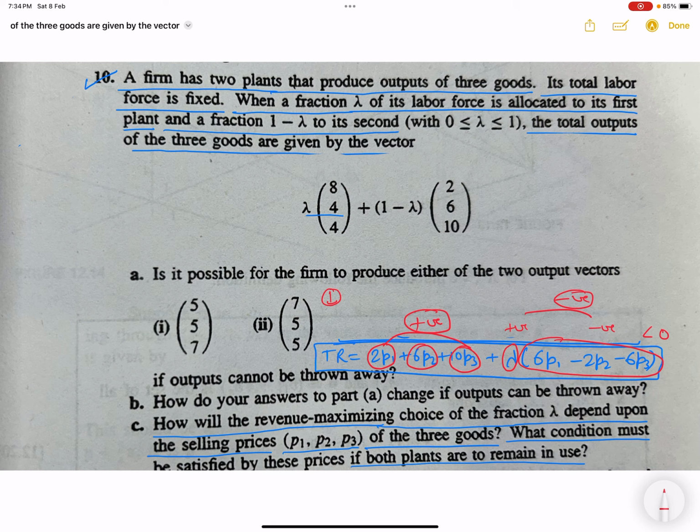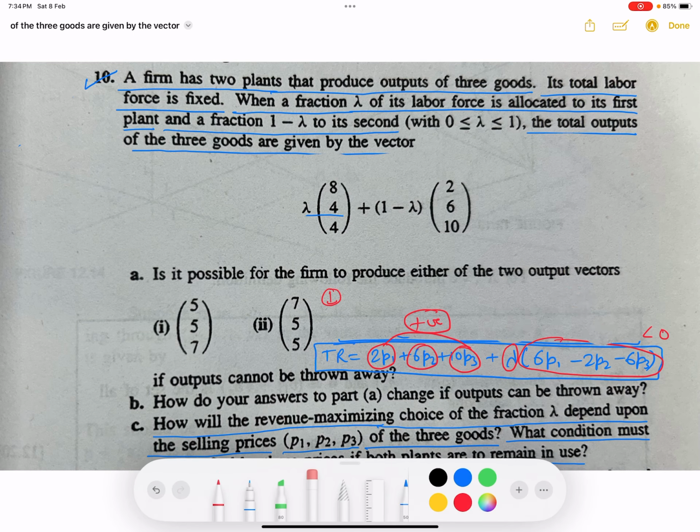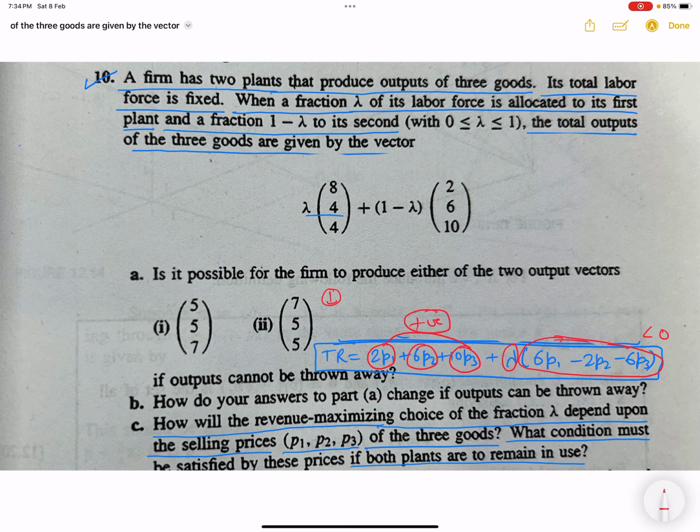So if this is coming out to be less than 0, then we should have lambda equal to 0. That would help us in maximizing the profit. So if lambda is 0, what does that mean? If we have 6p1 minus 2p2 minus 6p3 less than 0, we should have lambda equal to 0, which means 0 labor should be allocated to the first plant and all of the labor should be allocated to the second plant. This is the economic interpretation for this.